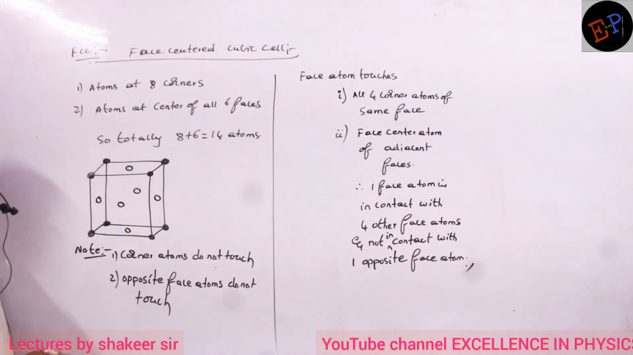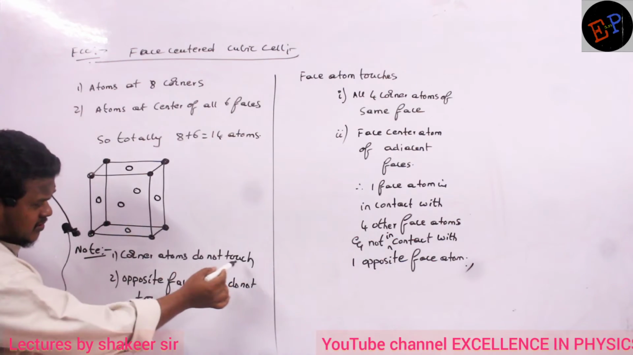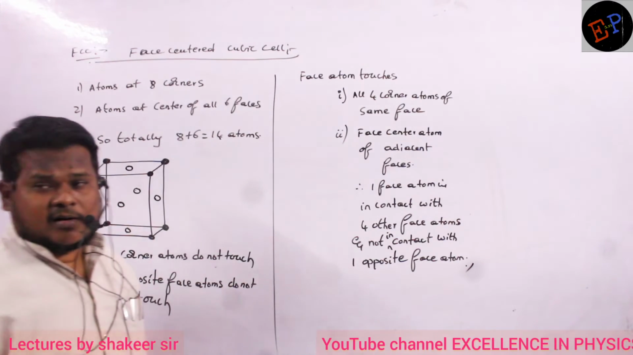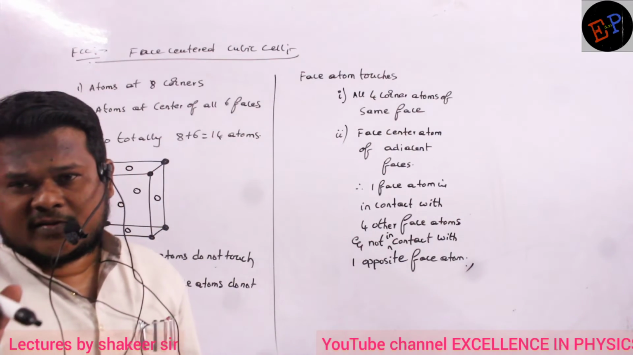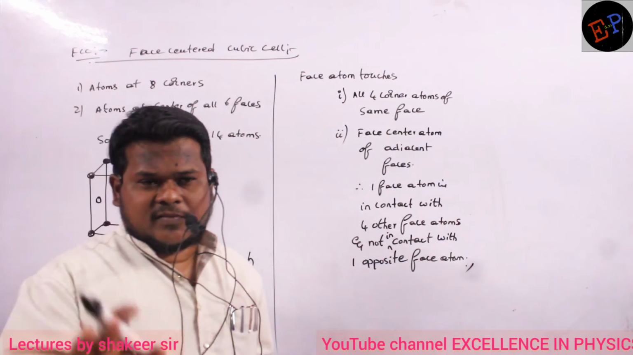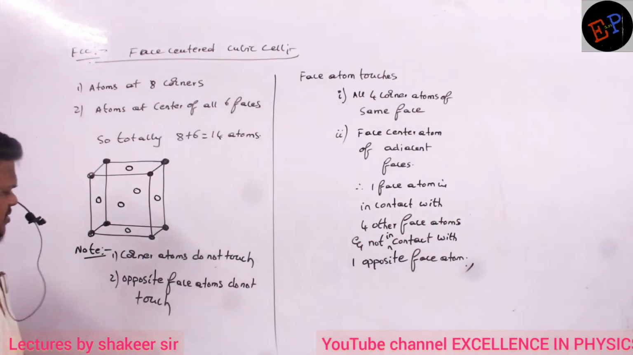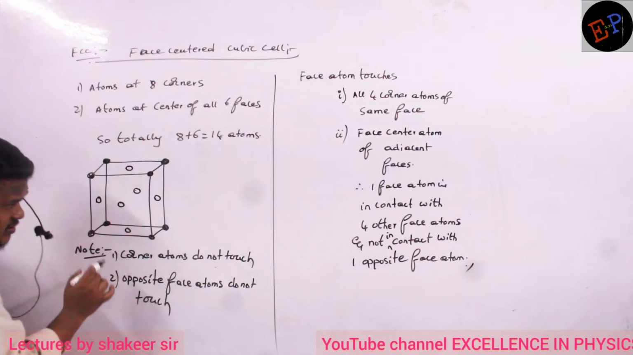Now see, here note this point. Corner atoms never touch. Already I said, corner atoms will be touching only in the case of simple cubic cell. Remaining atoms never touch with each other. Okay. Next is, opposite face atoms never touch.